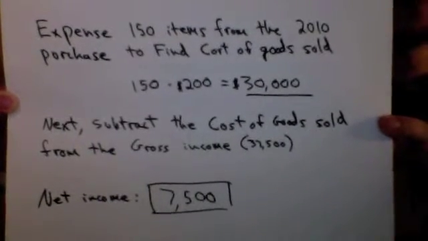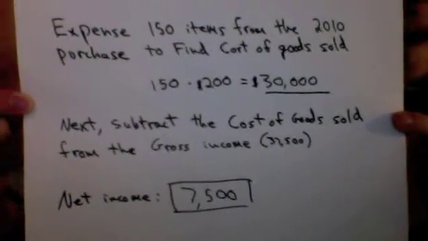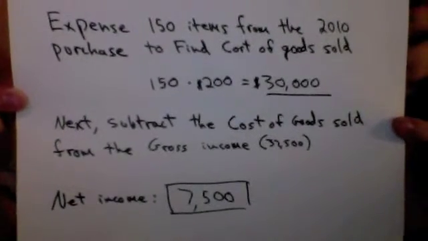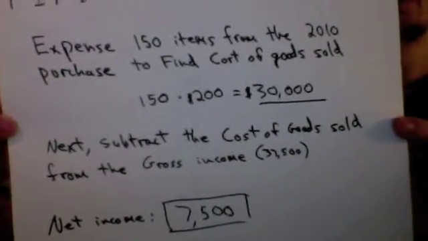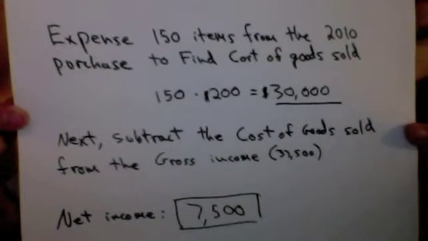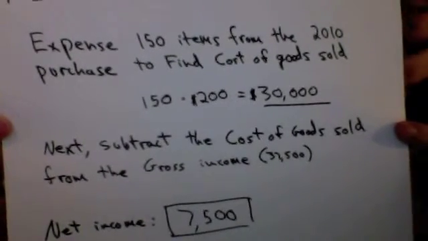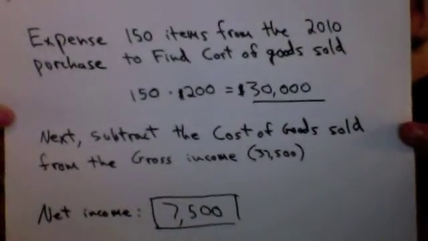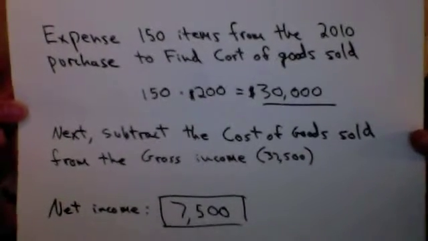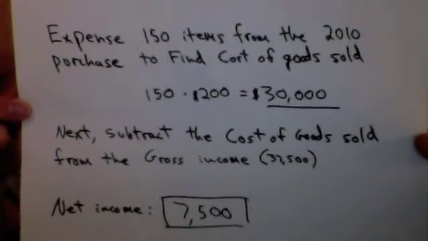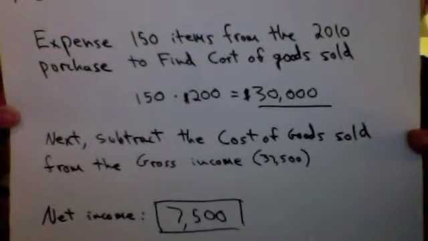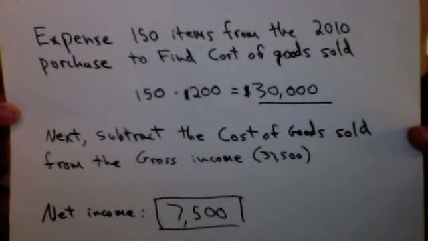The first method we will cover is first in, first out, or FIFO. With FIFO, you calculate cost expense by expensing the oldest inventory first, hence first in, first out. So, in this case, PDA would expense 150 items from the 2010 purchase to find the cost of goods sold. Next, PDA would subtract the cost of goods sold from the gross income to get the net income of $7,500.